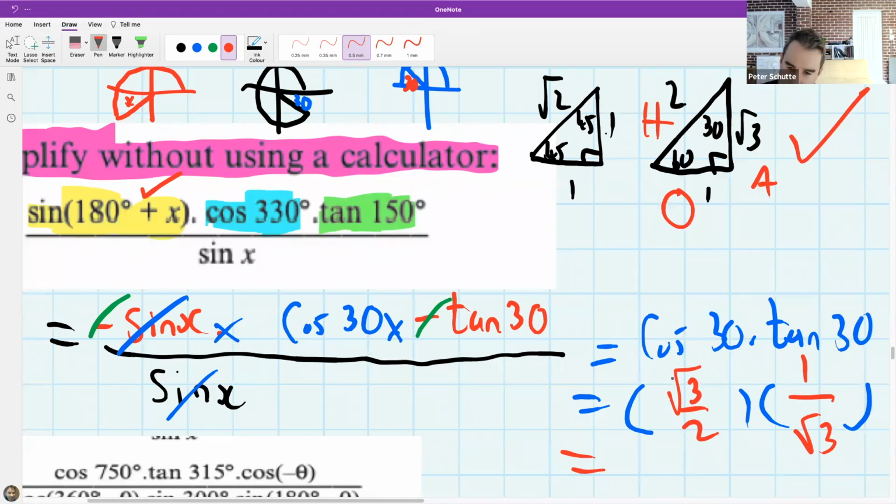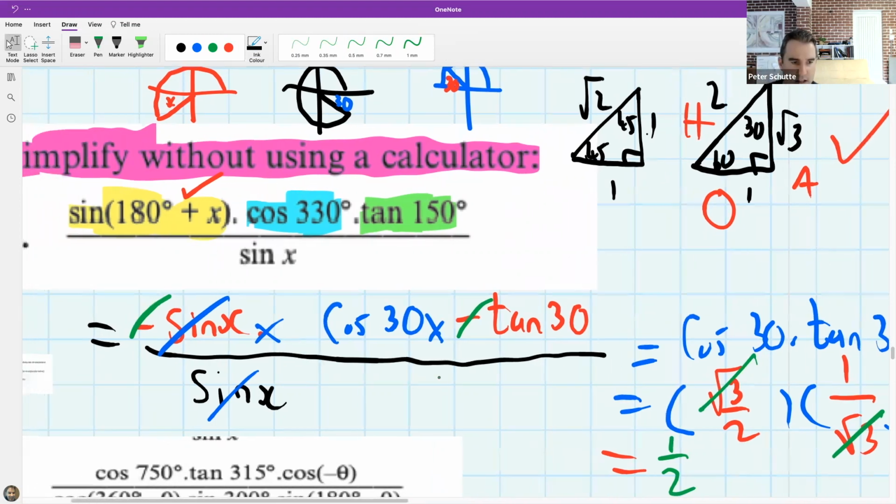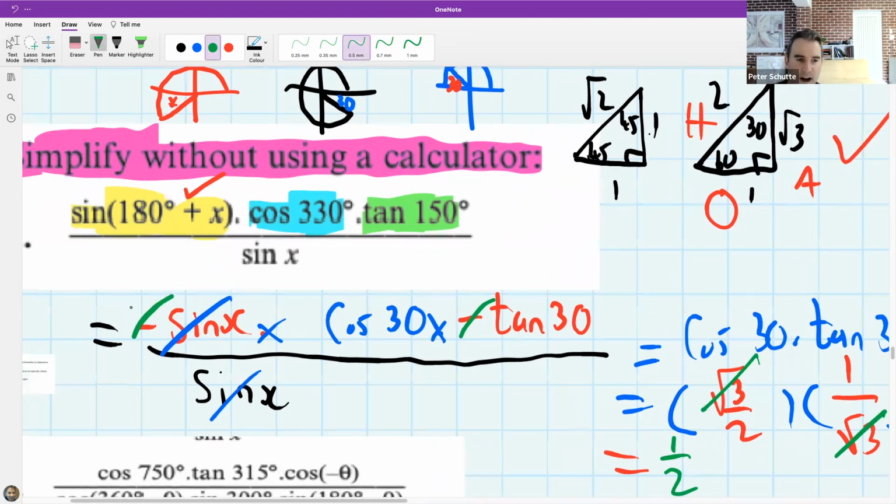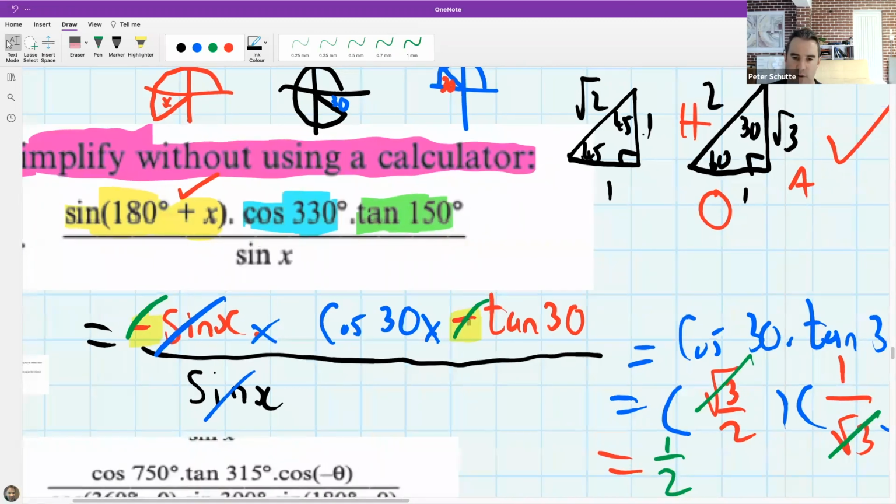Now, I've noticed something. I can cancel something out here. I've got √3 on the top and √3 on the bottom, which means the final answer for this will just be a half. When taking out the signs, do they not leave a -1? They do. There's a minus sign. So good questions in the chat. There's a minus sign here, but there's another minus sign here. And so together they knock each other out to be a positive.